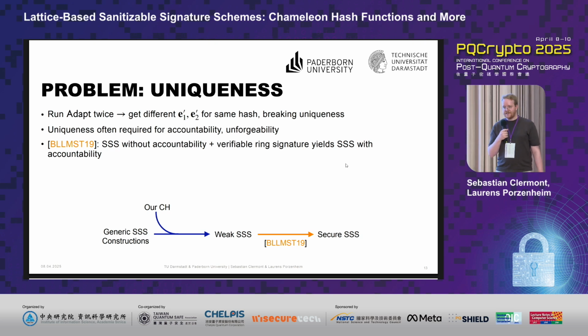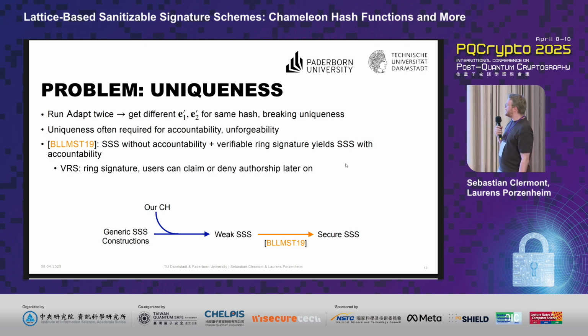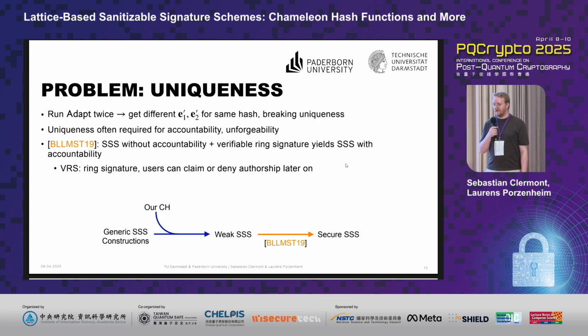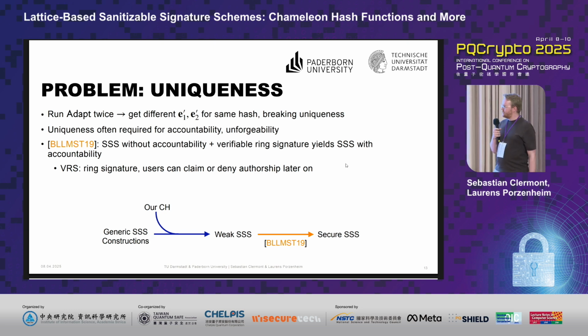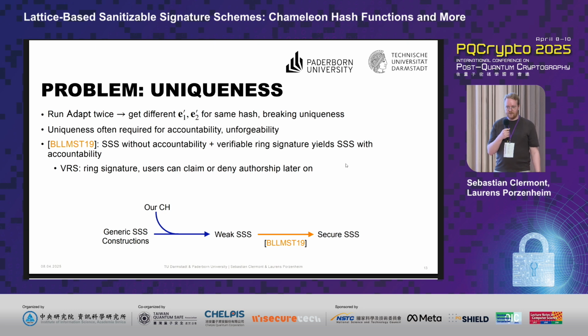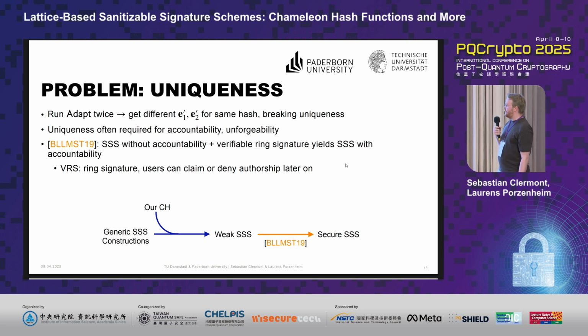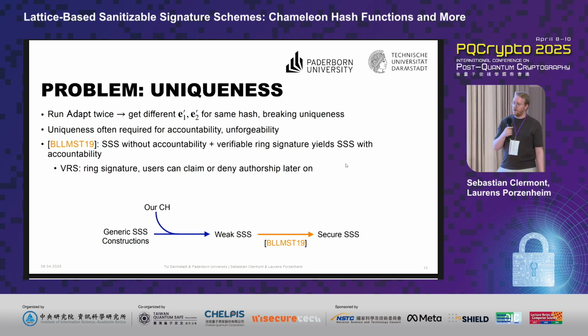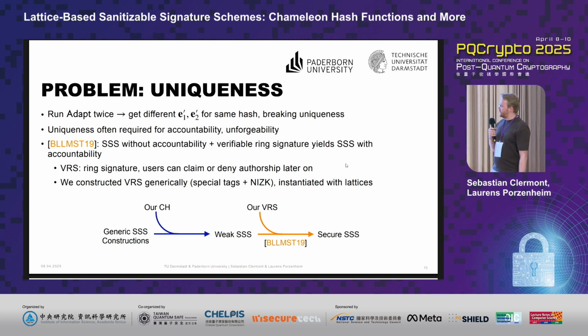The only problem then was that for this transform, you need the verifiable ring signature, but there was no verifiable ring signature from lattices yet in the literature. There were some claims, but we weren't really able to confirm these claims. So what we did, we constructed a new verifiable ring signature from lattices. By the way, a verifiable ring signature, for those of you who don't know, is basically a normal ring signature, but after signing, users can claim or deny authorship of a signature by publishing some new value.